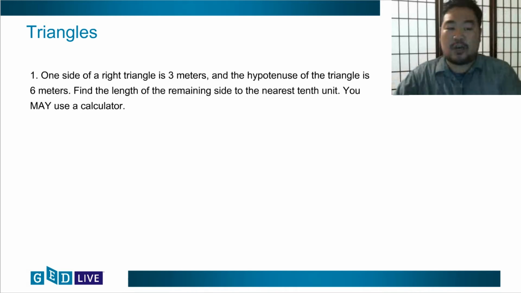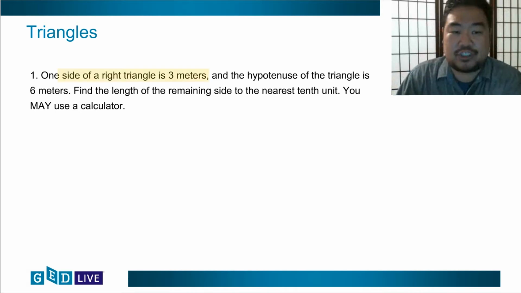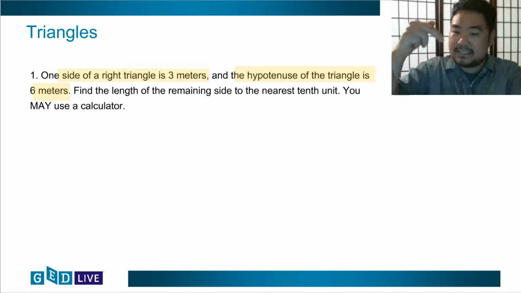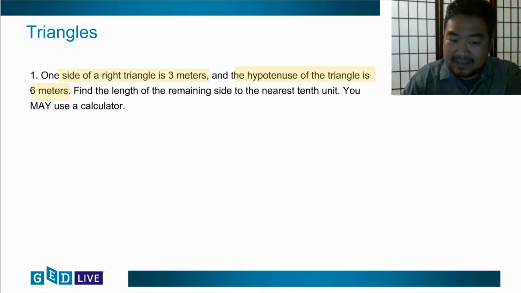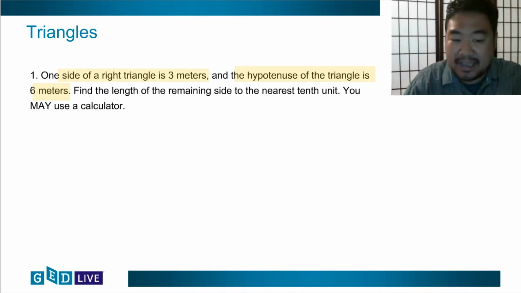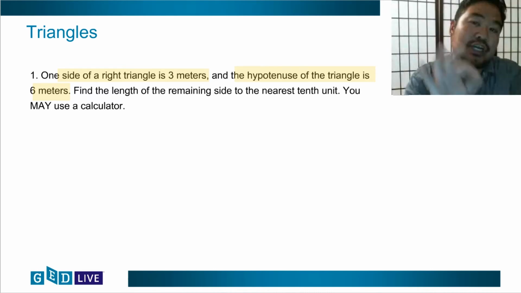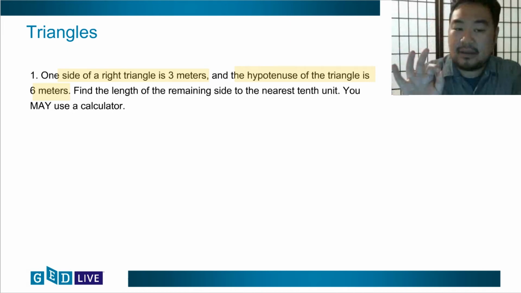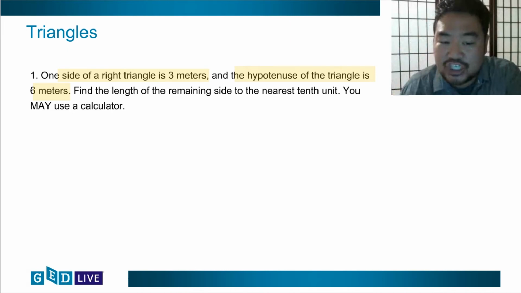Okay? So here they tell us one side of a right triangle is 3 meters. The hypotenuse is 6 meters. So let me type this in really quickly, just to be clear. What is this question asking you to find? I've highlighted the information that is given. But tell me, what is the question actually asking for?